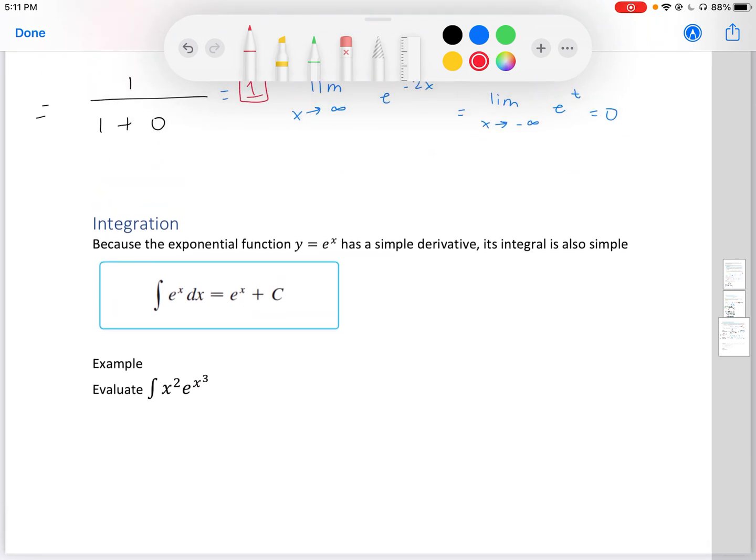Last piece, integration. Now integration with e is nothing new. You're just going to follow all of your integration steps that you have learned in the past. So to begin, our derivative of e to the x is e to the x. So now that we're talking about integration, our integral for e to the x is just e to the x. Pretty simple, right? It's just itself. So let's do an example.